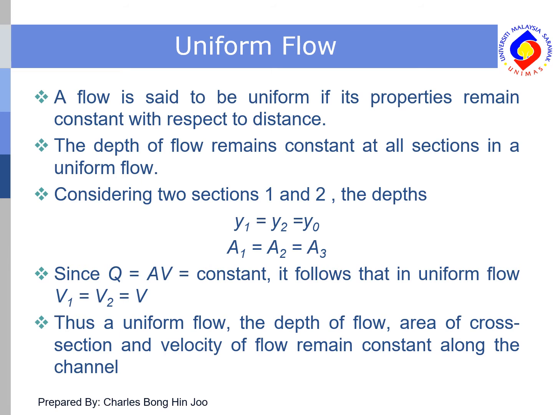So from there, it follows that in uniform flow, the velocity at section 1 should be equal to the velocity at section 2. So, in other words, for a uniform flow, the depth of flow, area of cross-section, and velocity of flow remain constant along the channel.